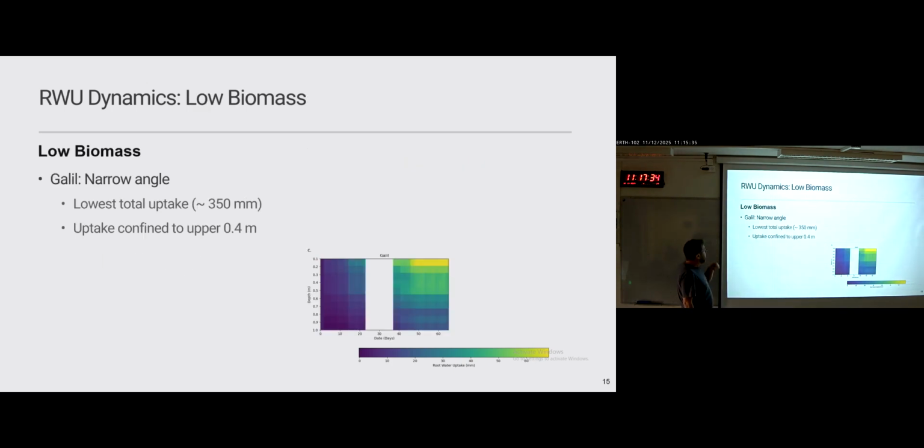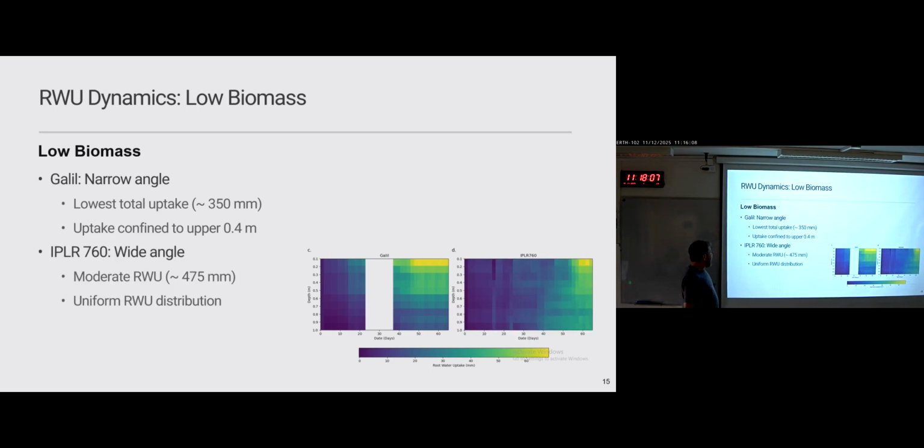Now let's have a look at the low biomass genotype. So this is Galil. Here we have some measurement issues, so I cannot present the data. This genotype had the lowest total uptake, only 350 millimeter for the whole season, compared to the 750, right? So it's a big difference. Most of the uptake, as you can see, is confined to the relatively upper layer.